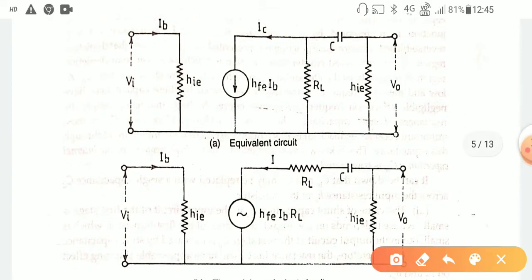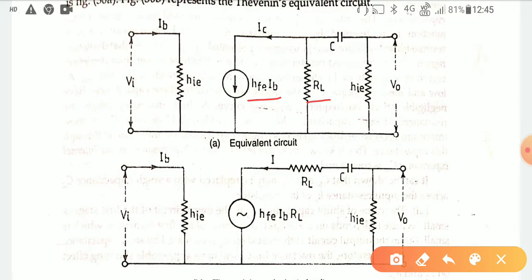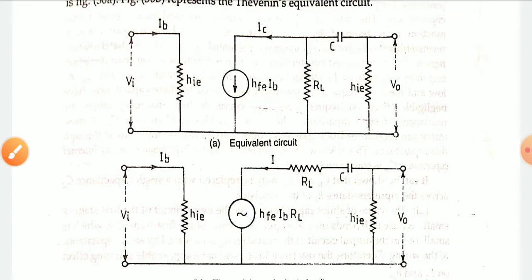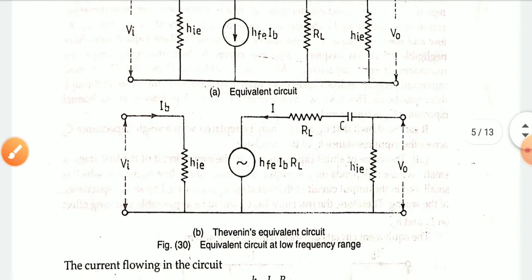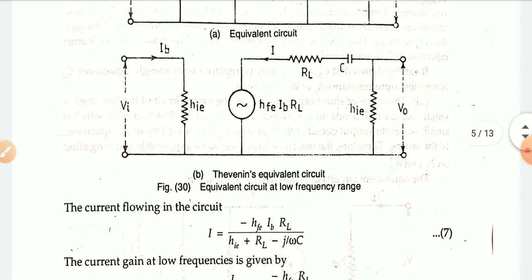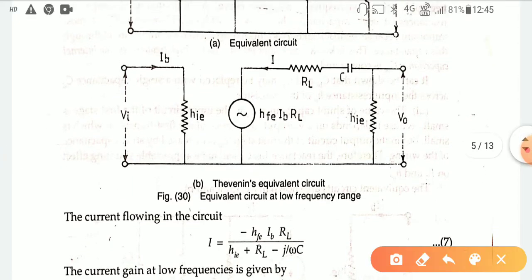The Thevenin equivalent circuit: this is the current source, this is the resistance value. You just take the product of these two, then the voltage source will be generated there, and the RL you have to apply in series to get the source impedance value. And now the capacitor is here, and this complete path is given, or you can apply the KVL in this position. If you apply the KVL, what will be the expression for the I? Here I will be defined as a value of the voltage hfe IB RL.